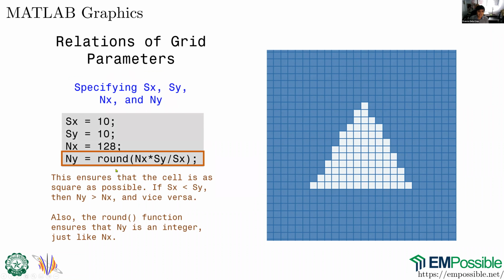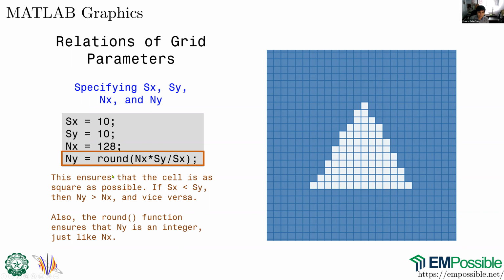So this round(nx * sy / sx) ensures that our cells will remain squares. The cells will be as square as possible. If sx is less than sy, then ny is greater than nx, and vice versa. For example, if sy is 100 while sx is 10, it means that your ny would be as large as possible. There are more cells along the y compared to along the x.